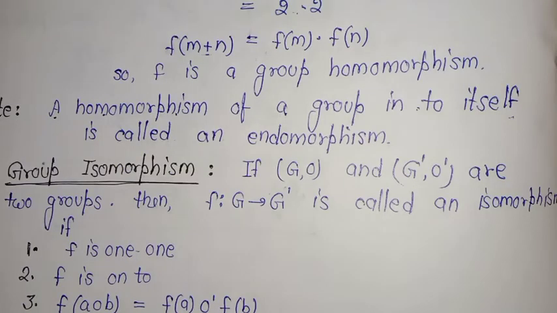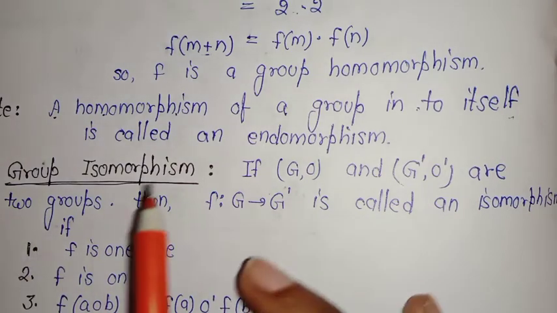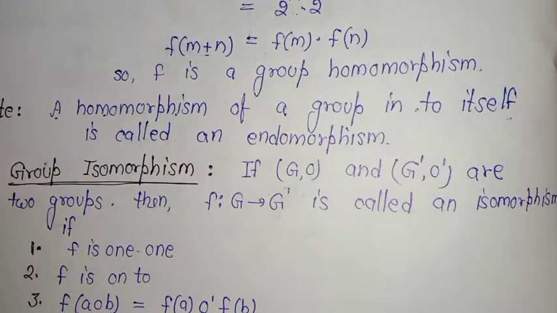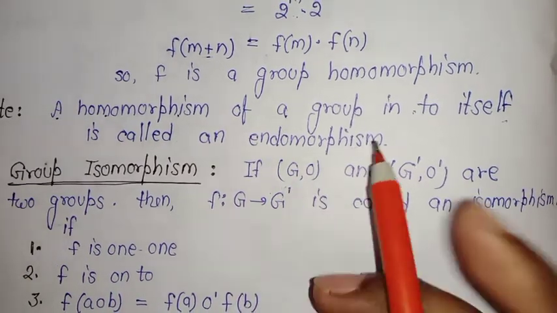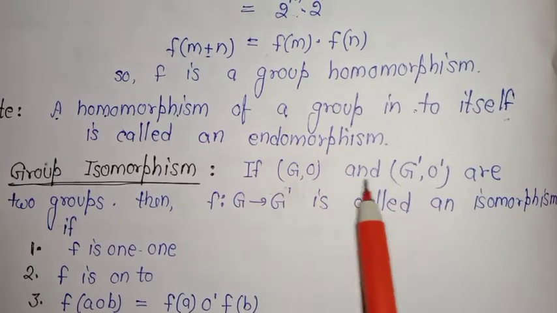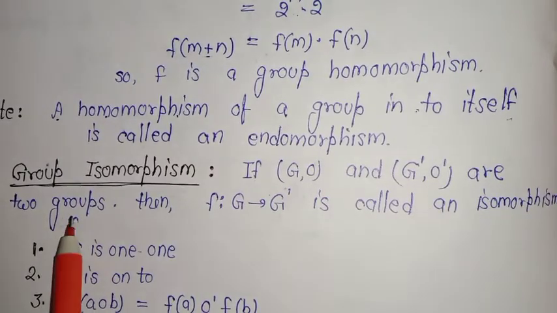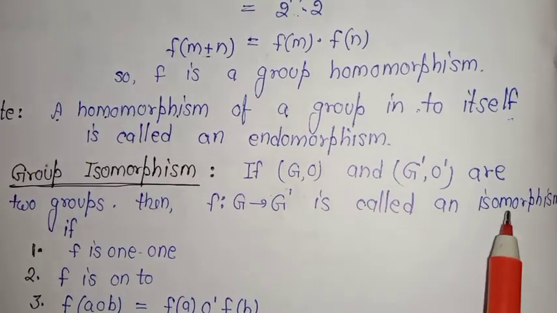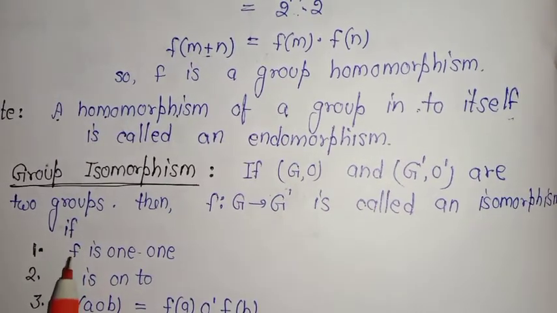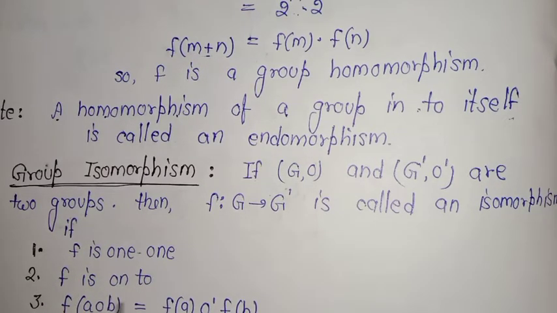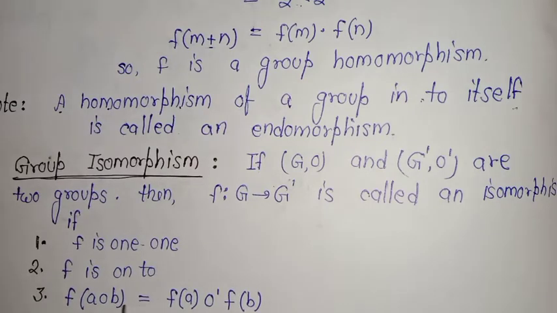So now we will discuss group isomorphism. In general, a bijective group homomorphism is called an isomorphism. Bijective means it should be one-one and onto. So if (G, o) and (G', o') are two groups, then the mapping f from G to G' is called an isomorphism if f is one-one and f is onto. That is, f should be bijective and it should satisfy the condition of group homomorphism.